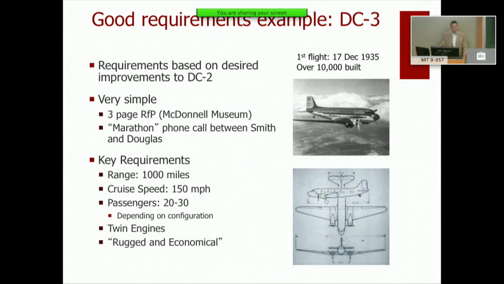Cruise speed about 150 miles, 20 to 30 passengers depending on the configuration, twin engines, and then something that we would say today is not a well-written requirement because it's fuzzy, but it said it should be rugged and economical. Right? And based on these high-level requirements that were pretty clearly defined, the airplane was then designed, built, and very, very successful. Over 10,000 copies of this airplane were built.